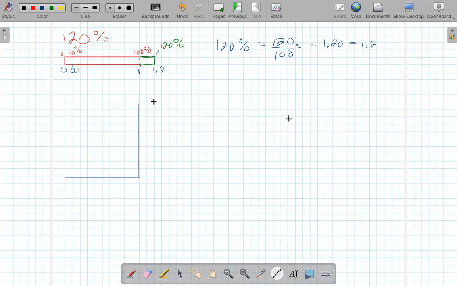10 by 10. If I want to show 120%, that means I need to come another 10 over. So I'm just going to extend this out to the right here. So 10, 20, 30, 40, 50. That right there should be another 10. Good, got it.